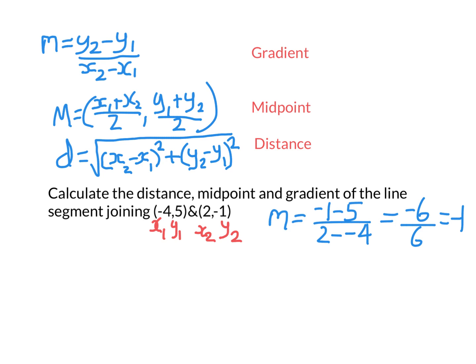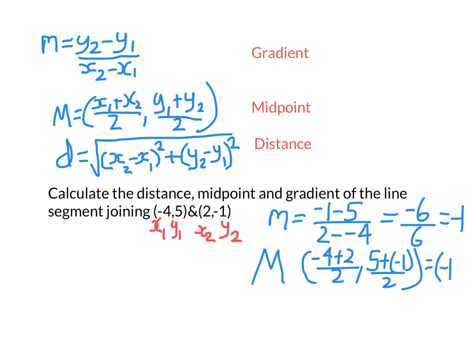All right, let's now calculate the midpoint, which I'll use a capital M. So the midpoint's nice and easy. To find the x coordinate of the midpoint, you just add up the 2 x coordinates and divide by 2. To find the y coordinate of the midpoint, you just add up the 2 y coordinates and divide by 2. So halfway between negative 4 and 2 is negative 1. Halfway between 5 and negative 1 is positive 2. So the midpoint is negative 1, 2, and we are done.